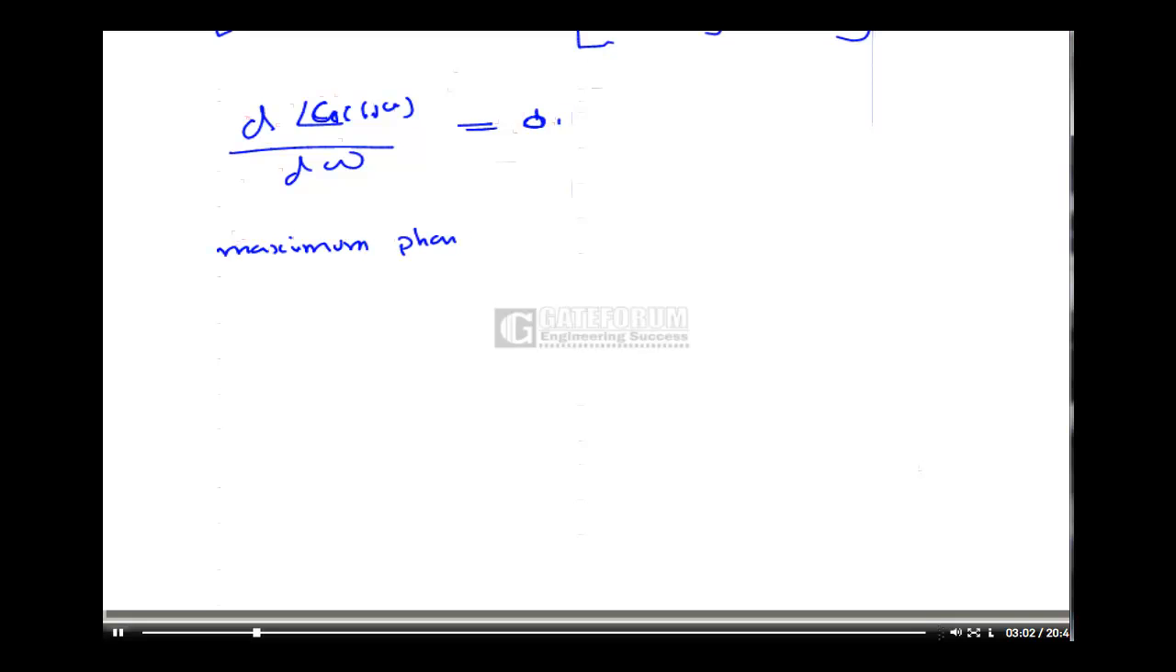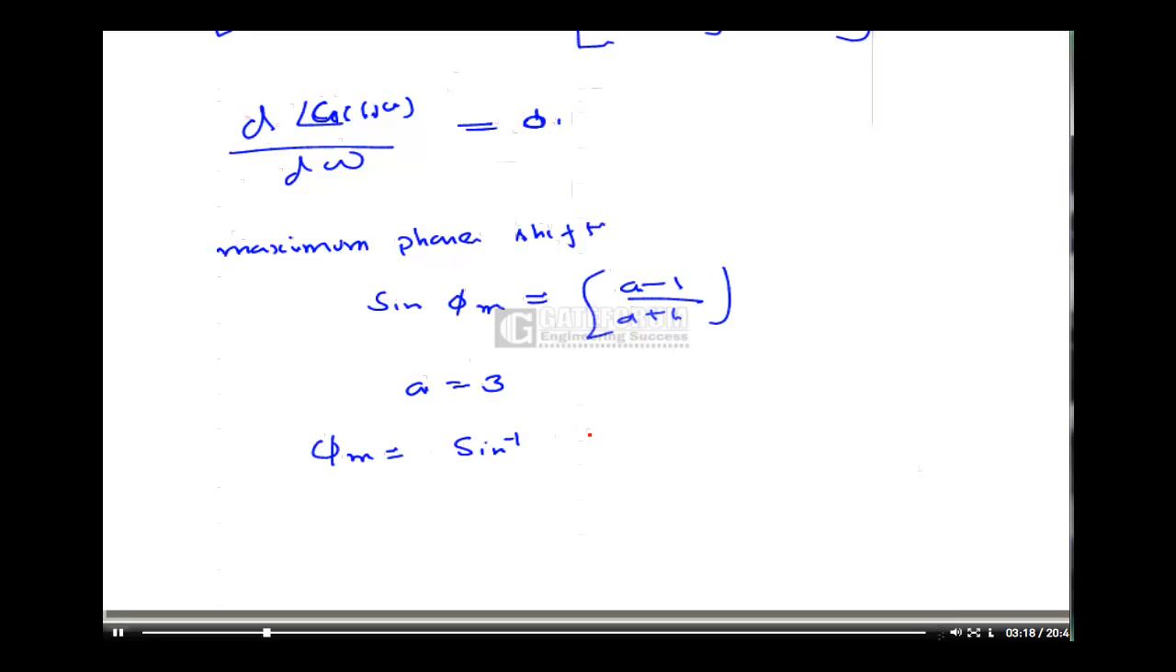maximum phase shift can be directly obtained using a formula, which is sin phi m equal to (a minus 1) upon (a plus 1), where a is equal to 3 in the given expression. So phi m is equal to sin inverse of (3 minus 1) upon (3 plus 1), which is equal to sin inverse 1 by 2, equal to pi by 6. This is the maximum phase shift provided by this compensator.